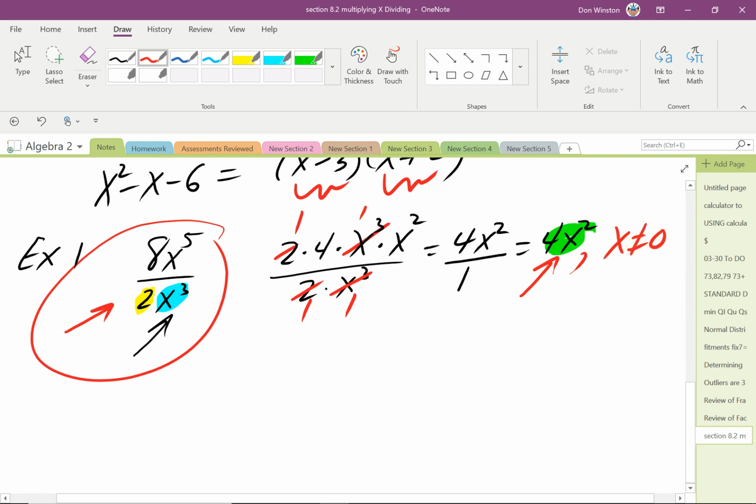And again, notice that in my final answer, I don't have a denominator other than 1. But that doesn't matter. You always go back from where you started.